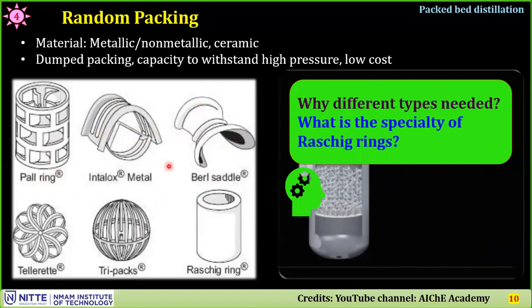Second one, corrosiveness of the liquid. If the liquid is corrosive, you require different designs. Now coming to the next question, what is the speciality of Raschig rings?